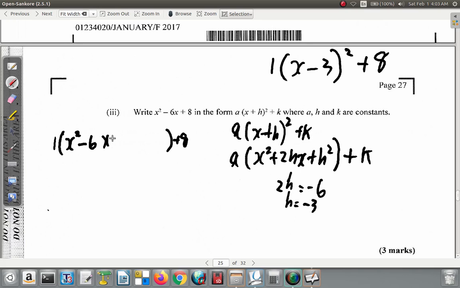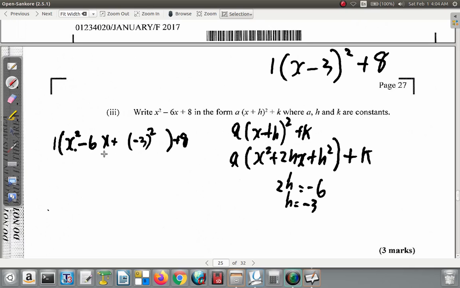So in this case, we have our h as negative 3. We need to add half the coefficient of x. The coefficient of x is the number that multiplies x. That number is negative 6. Half of negative 6 is negative 3. That's what happened here. Squared. So it's negative 3 squared. Right?